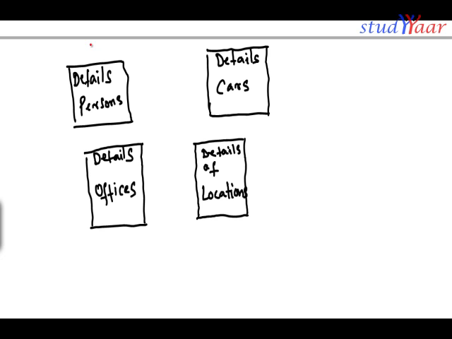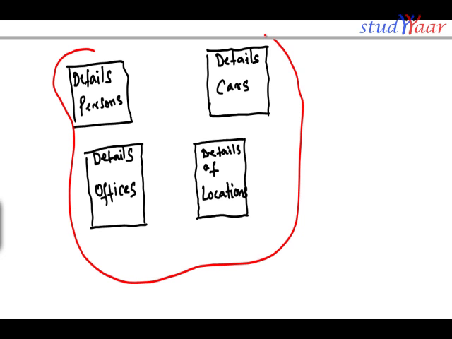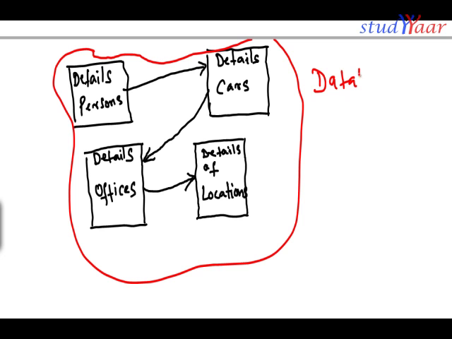Now we'll take a look at this collection and try to see if we can say that this is a database. Okay, let's find some interrelationship between these sets of data. You can say that these persons use these cars to go to these offices which are in these locations. Okay, so we have somehow devised an interrelationship among these sets of data. So we can pretty well say that this is a database.